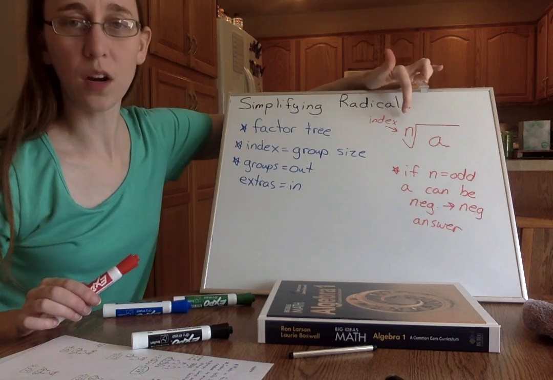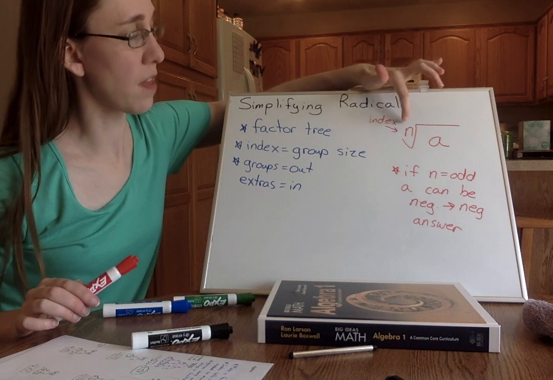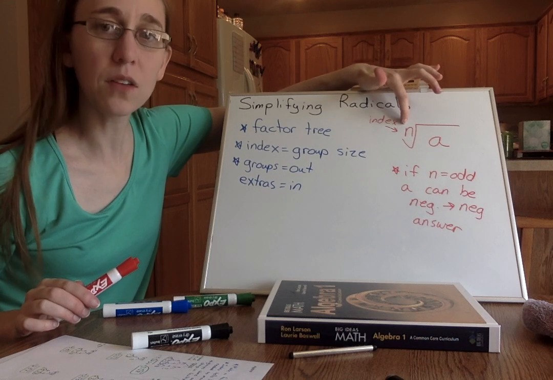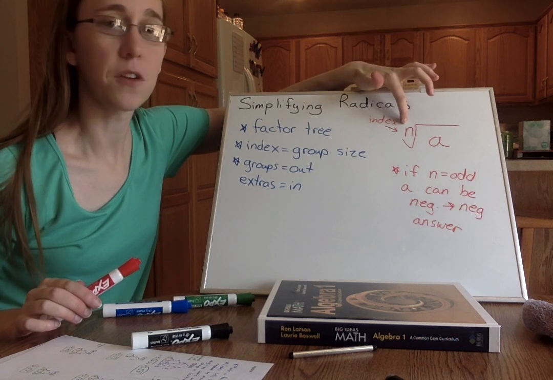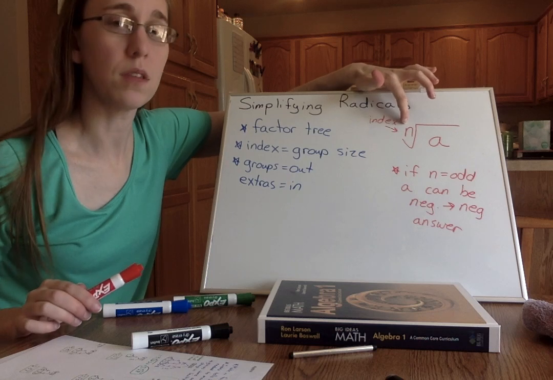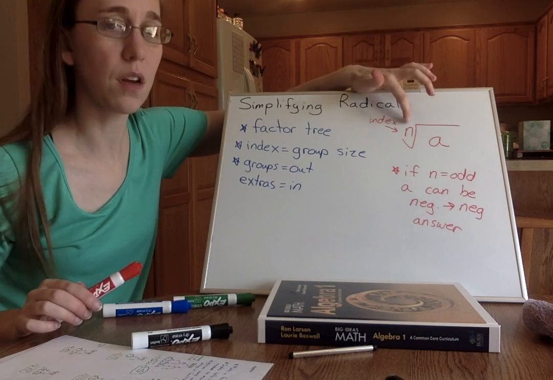Now, when you're looking at a root, you've got a number under it, and then sometimes you have a little number outside. That little number is called the index. If there's not one, that's a square root, which means it's 2. Otherwise, it could be a 3, a 4, a 5, whatever.